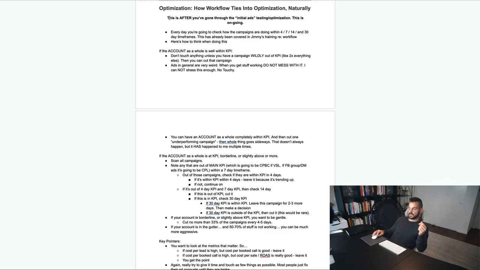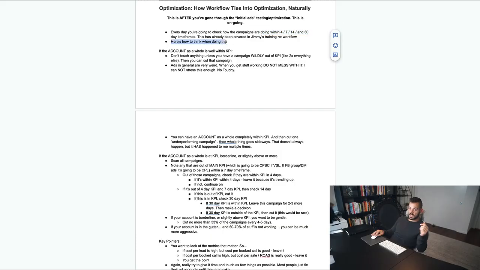So optimization and how this ties into your natural workflow. So again, this would be after you've already gone through the initial ads part, and this is more ongoing, all right? So as you've probably learned in the workflow training, every day you or somebody on your team is going to go in and check out how the campaigns are doing. Now, we want to look at all the campaigns in 4, 7, 14, and 30-day timeframes, okay? How to actually do this should have been in a previous training, in the workflow training, but we want to look at 4, 7, 14, and 30-day timeframes, okay?